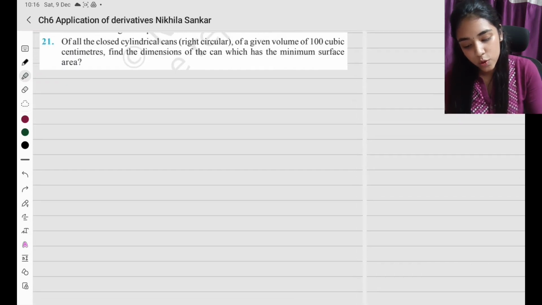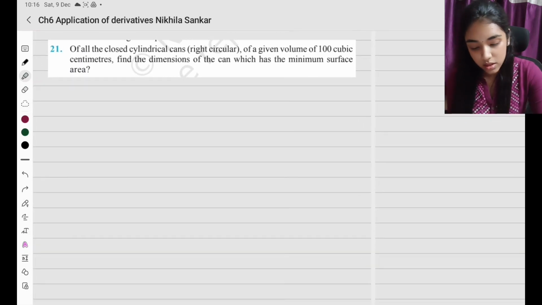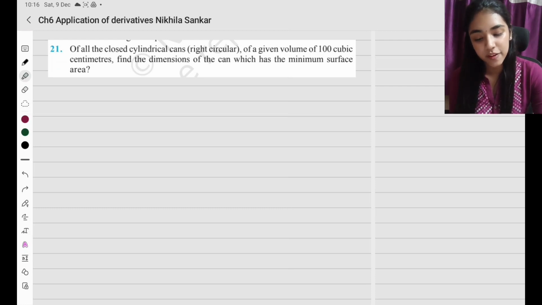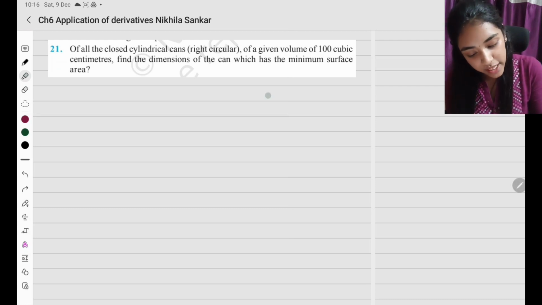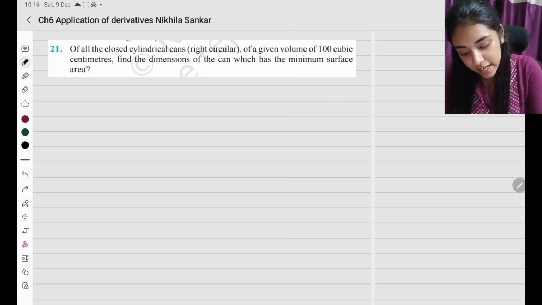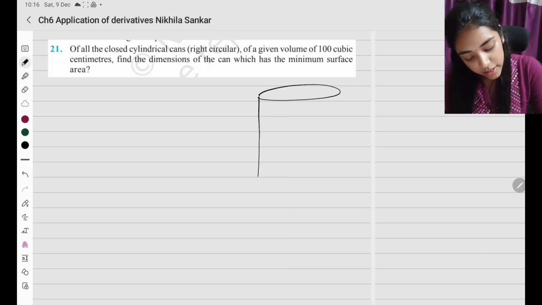Now question number 21. Of all closed cylindrical cans, right circular, of a given volume which is 100 cubic centimeters, find the dimensions of the can which has minimum surface area. Okay, what does the dimension of the can mean? So I basically have a cylinder.